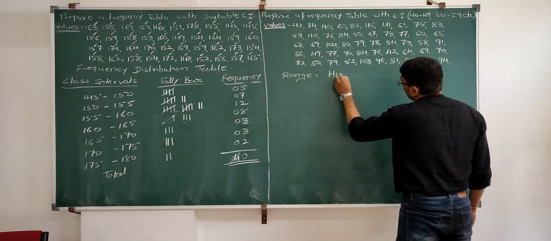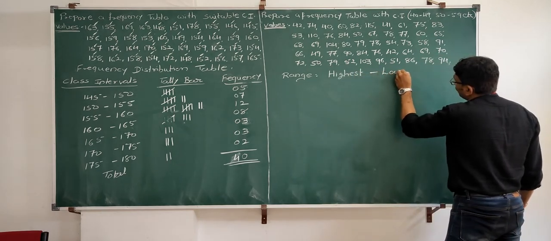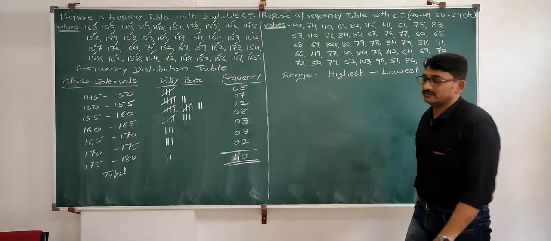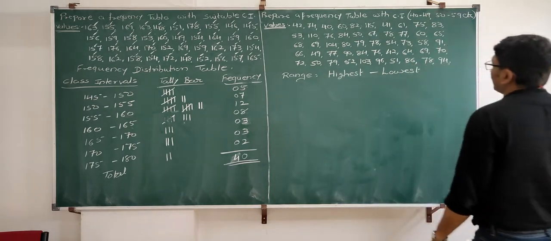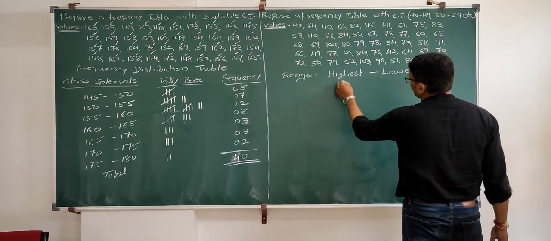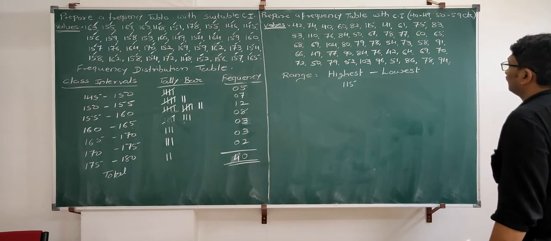Range is nothing but highest value minus lowest value. First check what the highest value in this problem is. I think your highest value is 115 here. 115 is the highest value.